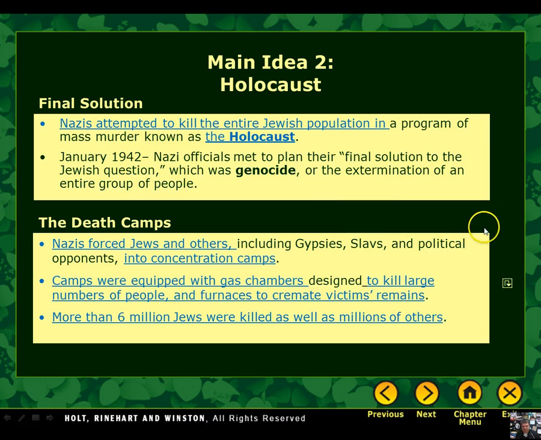But these concentration camps became known to the world more specifically when the soldiers started coming through there. It was believed that this was going on, but a lot of people thought it was just a rumor. Unfortunately, it was a rumor that was very true.